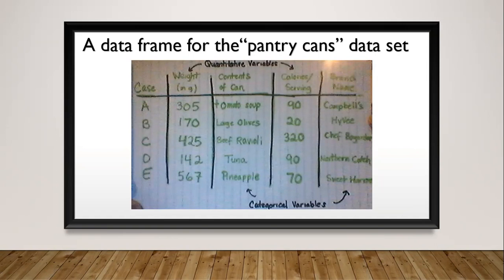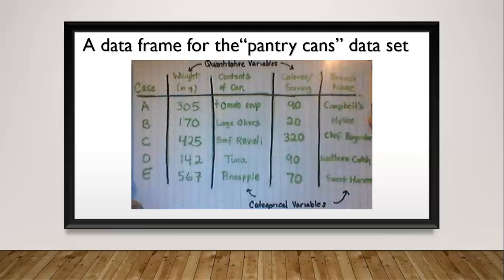We'd note here that in this case here, the weight of each can in grams and the calories per serving, those would be examples of quantitative variables for this data set. On the other hand, the contents of each can, what's inside, and the brand name for the can, those would be categorical variables for this particular data set.